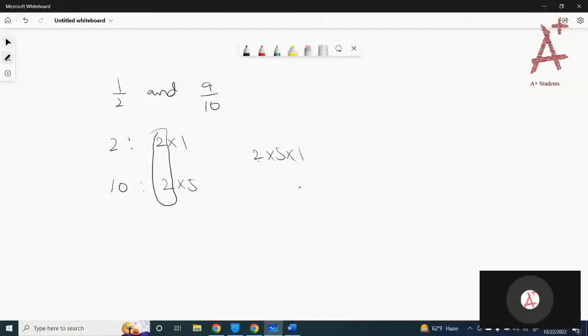So 2 times 5 is 10, and 10 times 1 is 10. That means the least common denominator for both the denominators is 10. Got it? So just select the correct option and then click on the OK button.